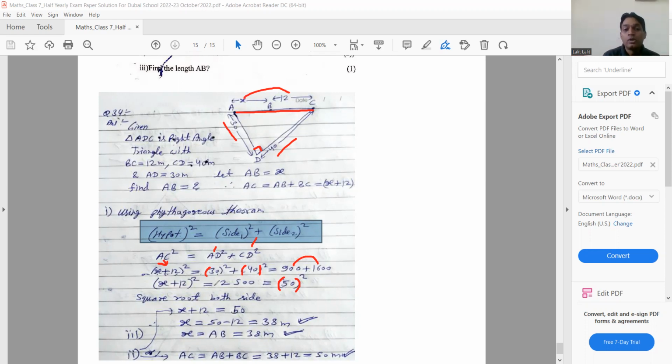Now we need to find the value of x plus 12, which they are asking in question number 2: find the distance of AC. The distance of AC is equal to x plus 12. So x plus 12 is equal to 50 when we take the square root. The value of x plus 12 is 50 meters, which is the answer to the second question. Now you need to find the distance from A to B. So x is equal to 50 minus 12, which is 38 meters. So the distance AB is 38 meters. This is the answer to the third question.